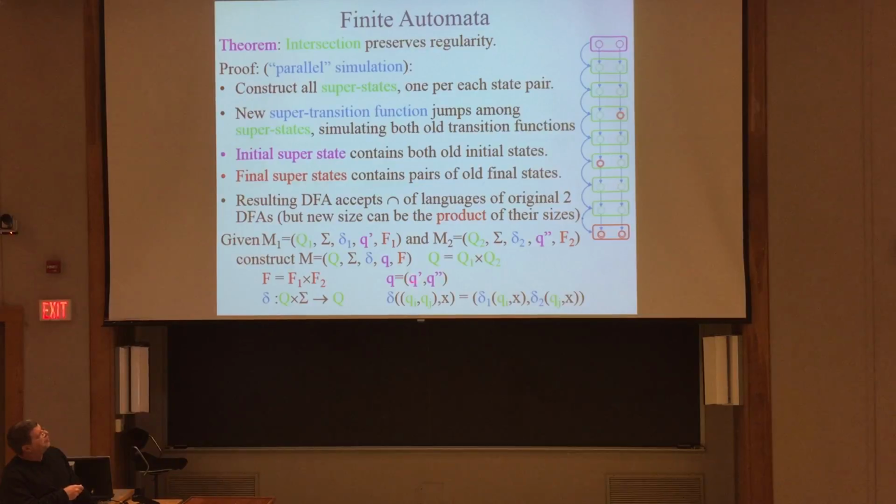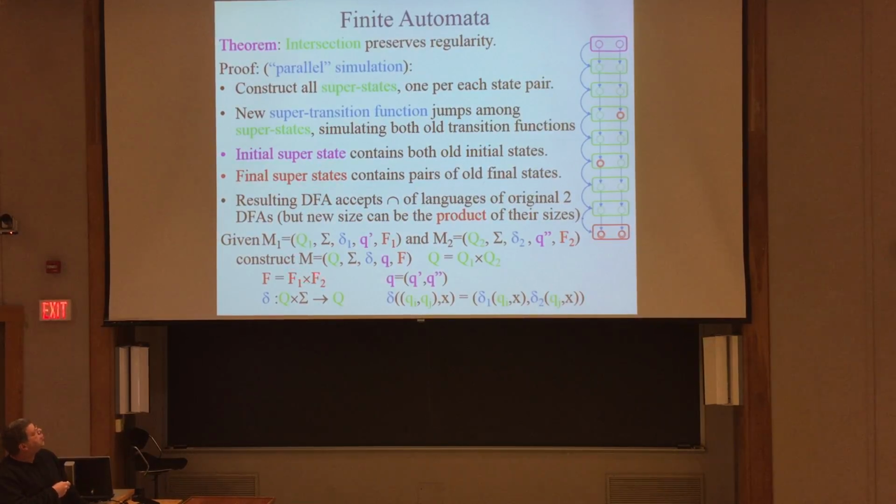The initial state is the initial state of the first machine, comma, the initial state of the second machine. This Q prime prime is coming from the second machine, M2. This Q prime is coming from the first machine, M1. In this picture, it's this big initial purple oval right there. Do you get that from the notation? I'm color coding it to make it easier to understand. So this purple here is this purple here. That's the initial super state. Again, color code purple in the sentence here.